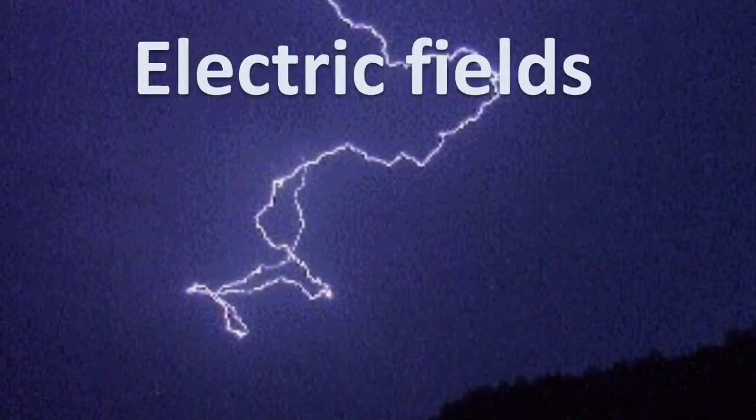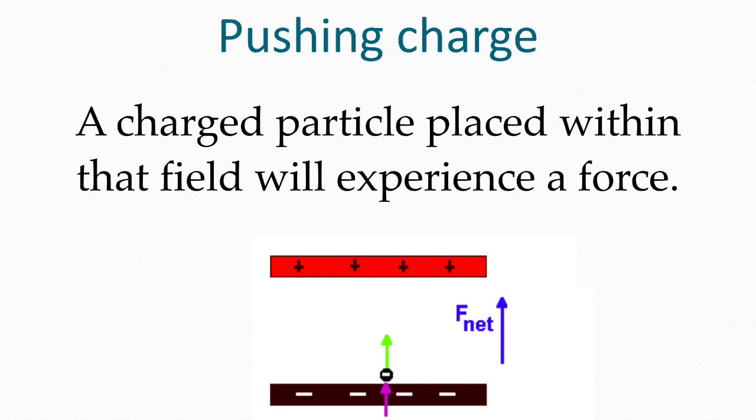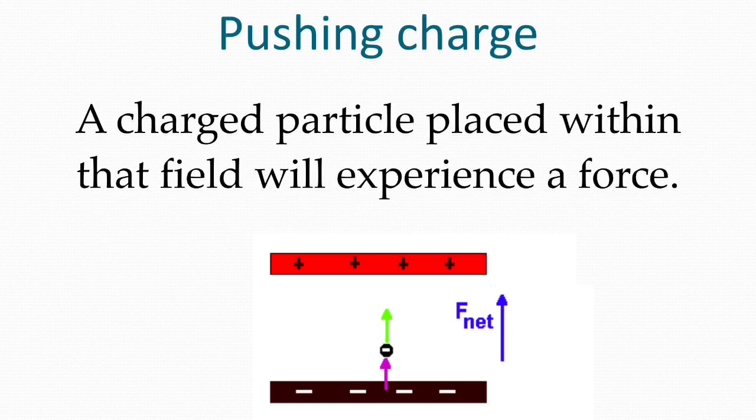We're now going to move on to looking at electric fields. If you have a potential difference between two wires, you will create an electric field between them. If you place a charged particle, such as an electron, in a field, it will experience a force. Here the electron is repelled by the negative terminal and attracted to the positive terminal, which causes it to feel a force moving it upwards up the page.